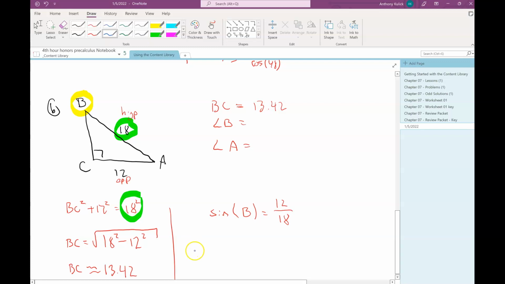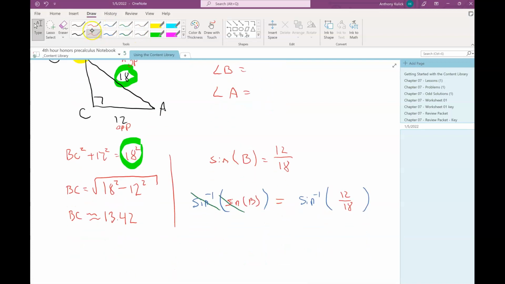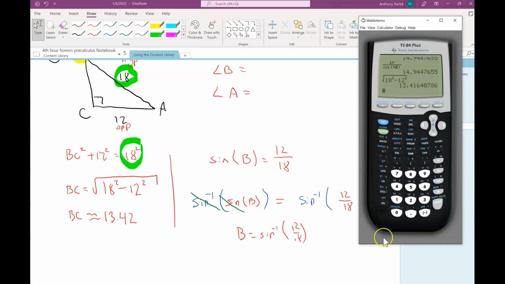So I'm going to take the inverse sine of both sides, and even though there's a parenthesis there when I'm doing that, what I'm doing is not multiplying. I know that it looks like multiplication, and I know what you mean, but the sine inverse cancels the sine. So into my calculator, I'm going to do sine inverse of 12 over 18.